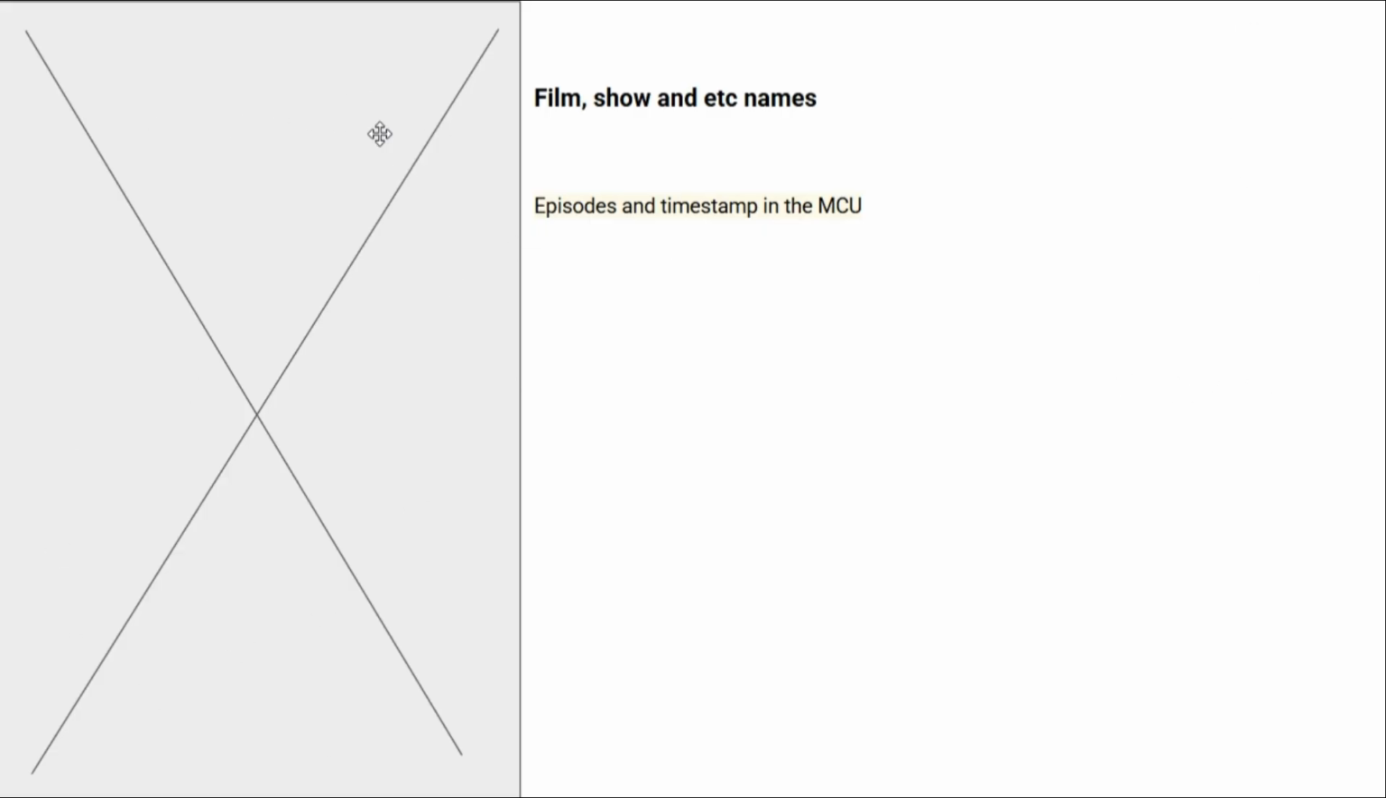This square with the cross in the middle is for the poster of the film. Then over here we have the name of the film, show, and so on. And then we have episodes and which timestamp they take place in the MCU. But without anything further to say, let's get started.